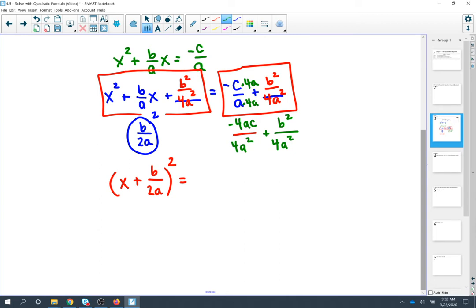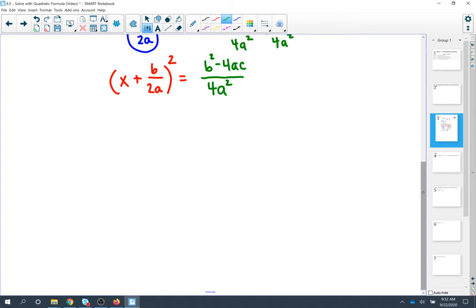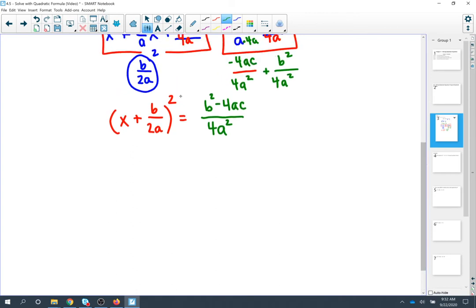Now, at this point, I have a common denominator. So down here in my answer, my denominator is going to be 4a squared. My numerator, I have a negative 4ac plus b squared, which I'm actually going to rearrange just a little bit, and I'm going to write my positive b squared first, and then I'm going to subtract my 4ac. At this point in time, we would solve by square root. So there's my squared. I'm going to take the square root of the left. I'm going to take the square root of the right. And keep in mind, you have to square root the whole thing.